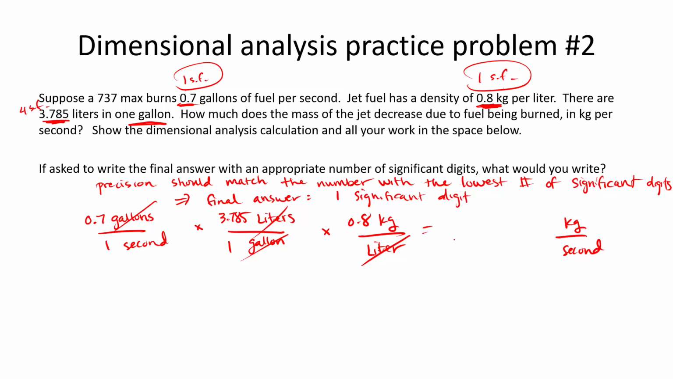So if we go ahead and multiply that through, we will determine that we have 2.1196 kilograms per second, but we need to round that to one significant digit. That will be about 2 kilograms per second of decrease in mass as the jet burns fuel. That's quite a bit. That's roughly a pound per second.